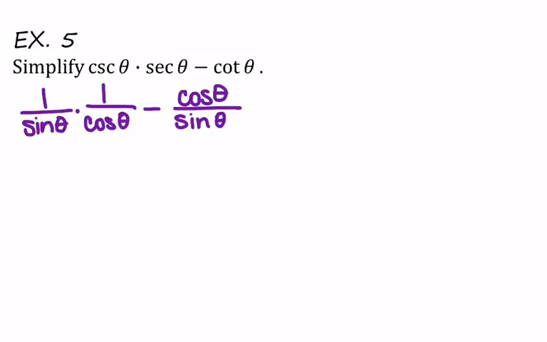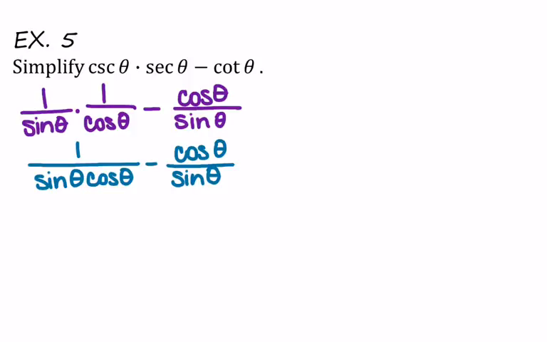So I'm going to multiply those first two fractions. When you multiply the top, 1 times 1 is just 1. On the bottom, sine times cosine is just sine times cosine. It's like if there were two different variables. And then minus cosine over sine.